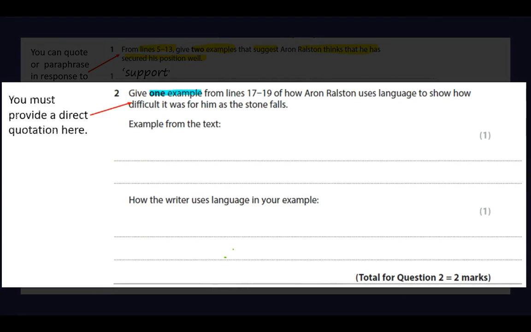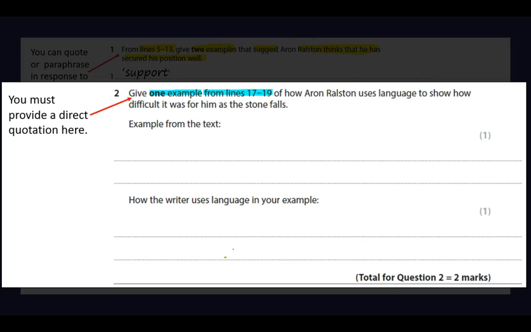Okay, let's look now at question 2. Now for question 2, again, you're not told this, but the expectation is that you are going to provide a direct quotation, because the question is about the use of language. So you must provide a direct quotation that illustrates a particular use of language.